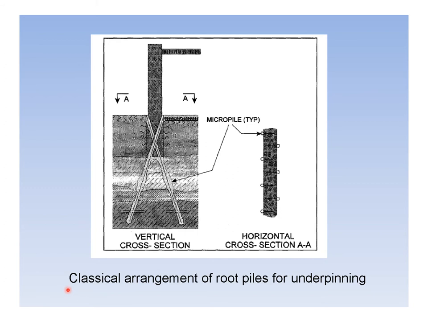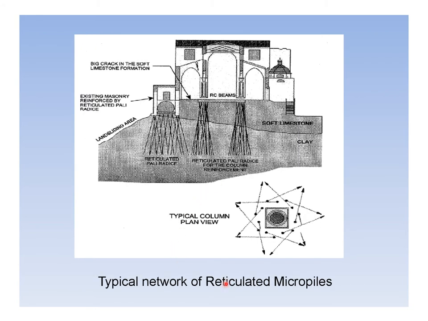Now, this is the figure showing the classical arrangement of root piles for underpinning. You can see these are the micropiles, and this is basically the vertical cross section and the horizontal cross section. Now here is the typical network of reticulated micropiles. Reticulated means constructed, arranged or marked like a net or a network. So in a network, you have a set of micropiles. And this is the diagram showing the typical column plan view. So you can see a number of micropiles.